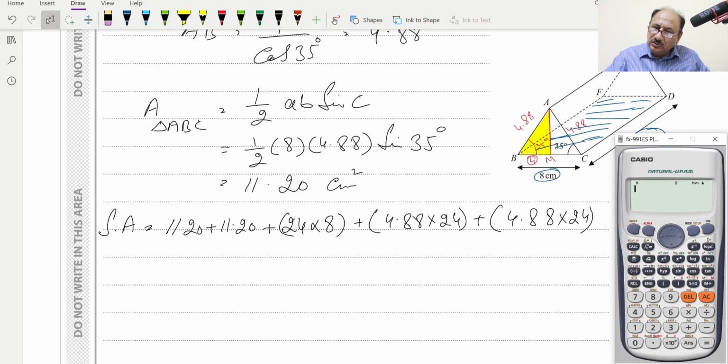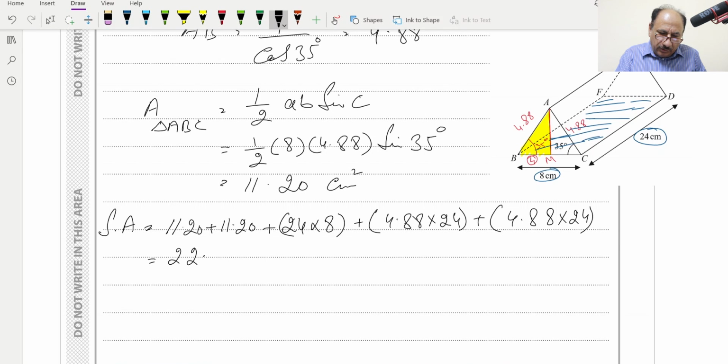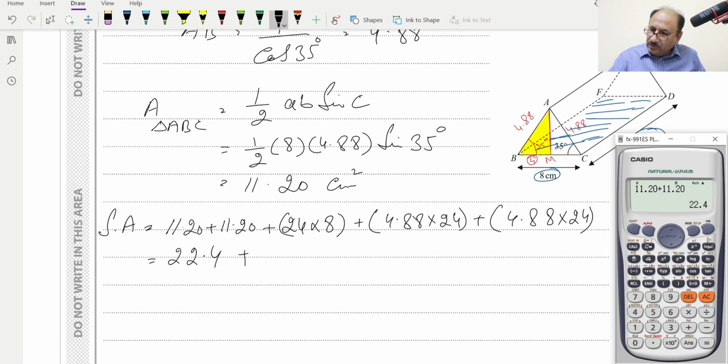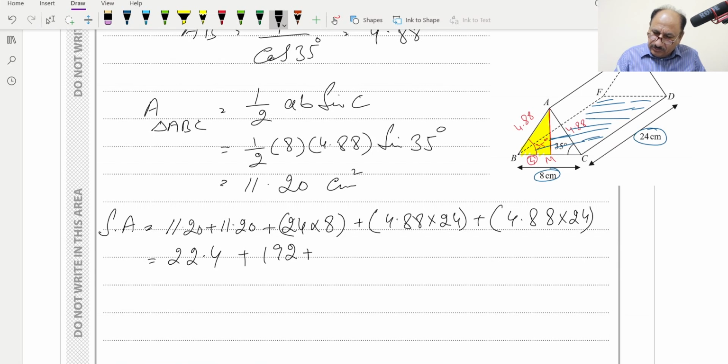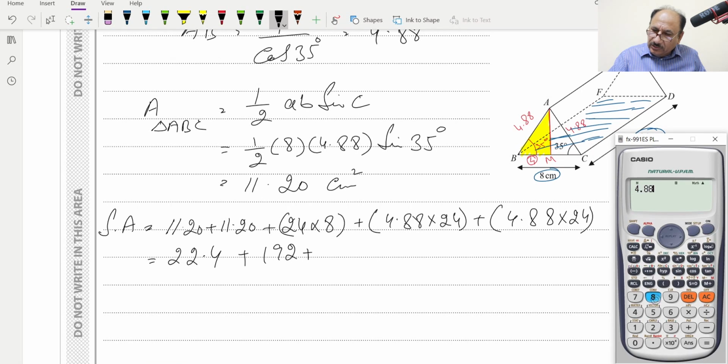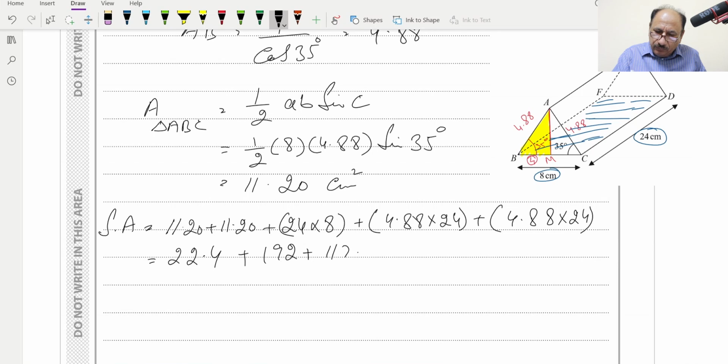1 2 3 4 5 sides we have written, so 1 2 3 4 5 faces will be there, so we can recalculate. So it will be 11.20 plus 11.20, and I will separately calculate. This will be equal to 22.4 plus 24 into 8. 24 multiplied by 8 will be equal to 192, plus 4.88 multiplied by 24 is equal to 117.12, and the next will also be the same.